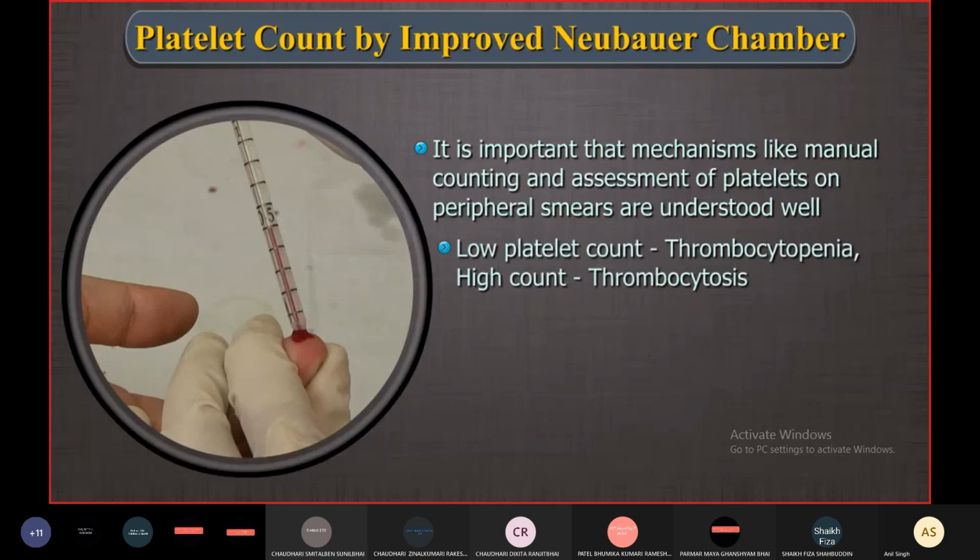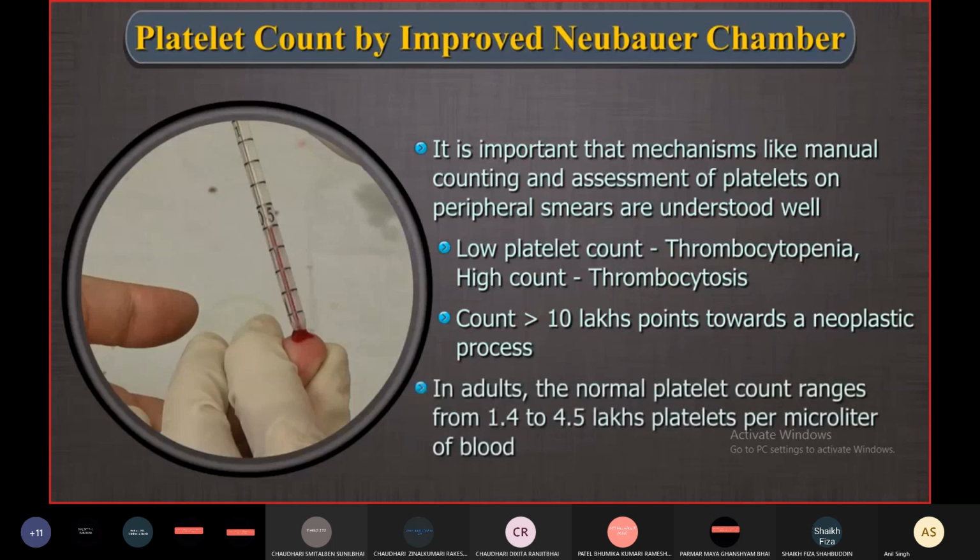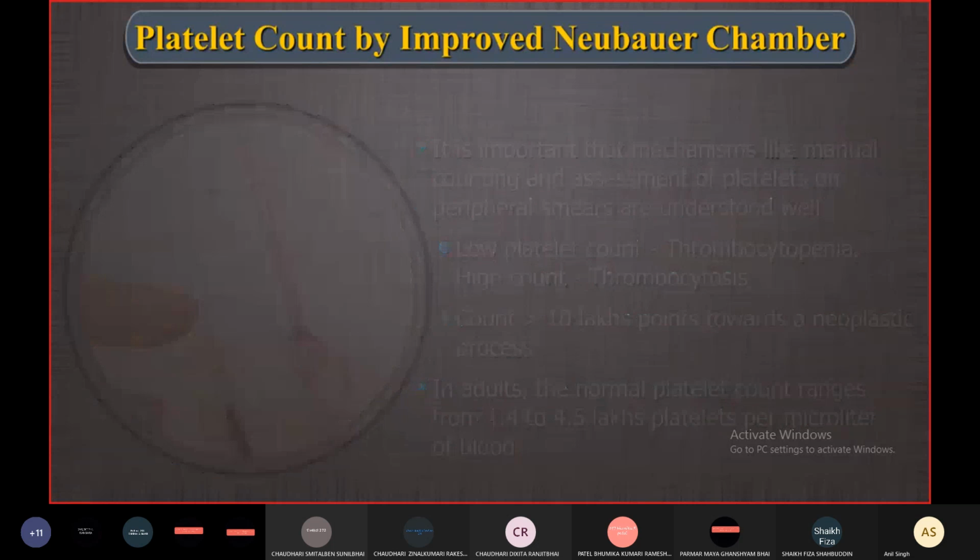A low platelet count is called thrombocytopenia and a high count thrombocytosis. A count greater than 10 lakhs points towards a neoplastic process in most cases. In adults, the normal platelet count ranges from 1.4 to 4.5 lakhs platelets per microliter of blood.